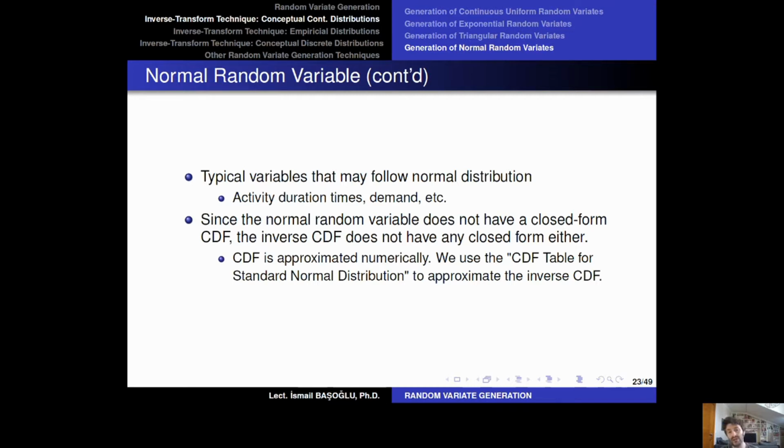The demand itself as well. Now, what is demand? The demand for any product in a supermarket, for example, is basically the sum of independent demands of many customers, right?